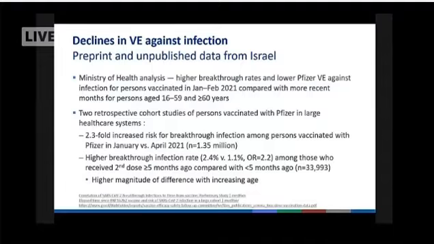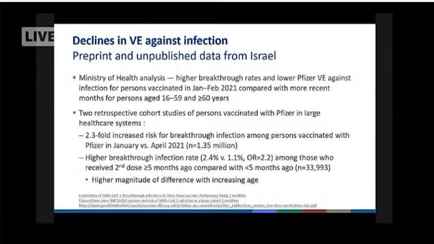In public data from Israel, the Ministry of Health has observed higher breakthrough rates and lower Pfizer VE against infection for persons vaccinated during January to February than in more recent months for persons aged 16 to 59 and 60 years and older. Two retrospective cohort studies of persons vaccinated with Pfizer in large healthcare systems observed increasing breakthrough infections among persons vaccinated in January versus April, and higher breakthrough infection rates among those who received the second mRNA dose more than 5 months ago compared with less than 5 months ago.